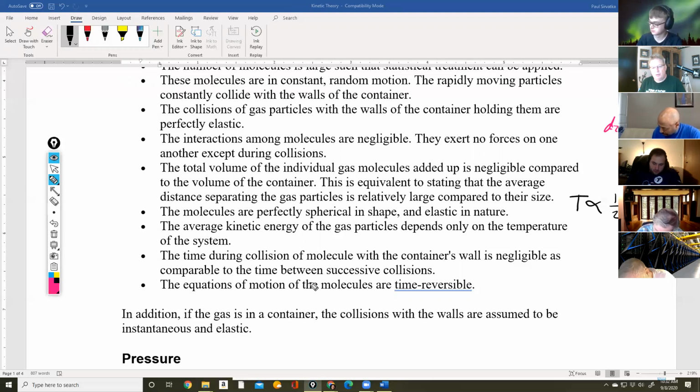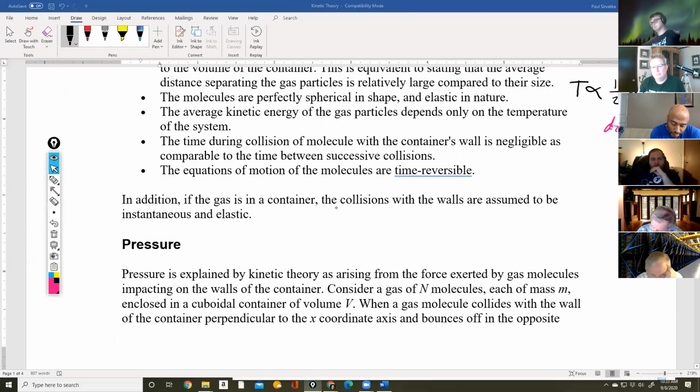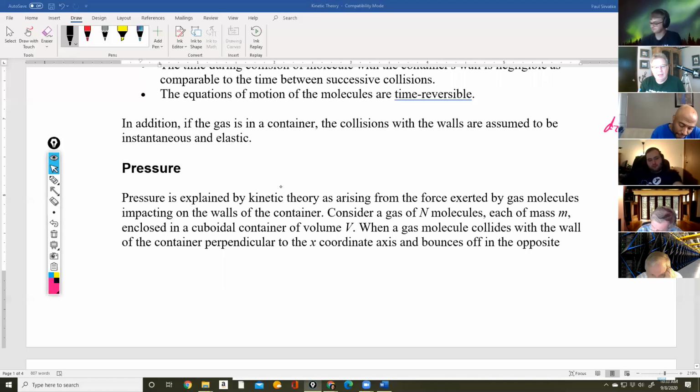The equations of the molecules are time reversible. We could run a video camera backwards and we'd see the same thing. So here's an instantaneous, dt is 0, and elastic. It moves back. Pressure.